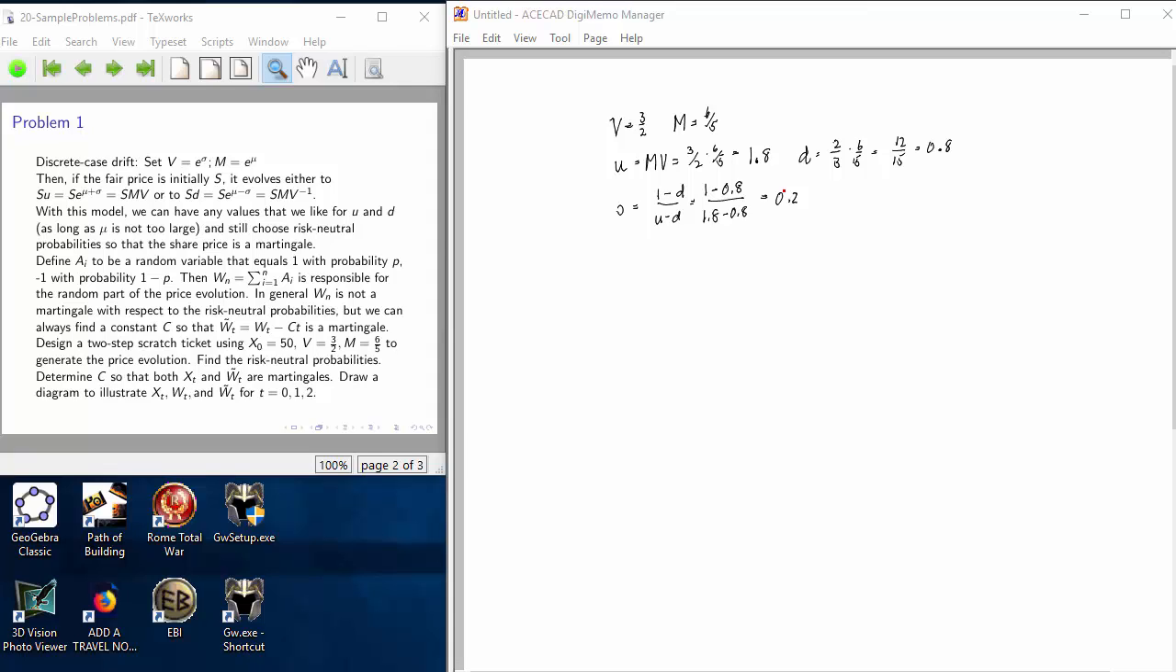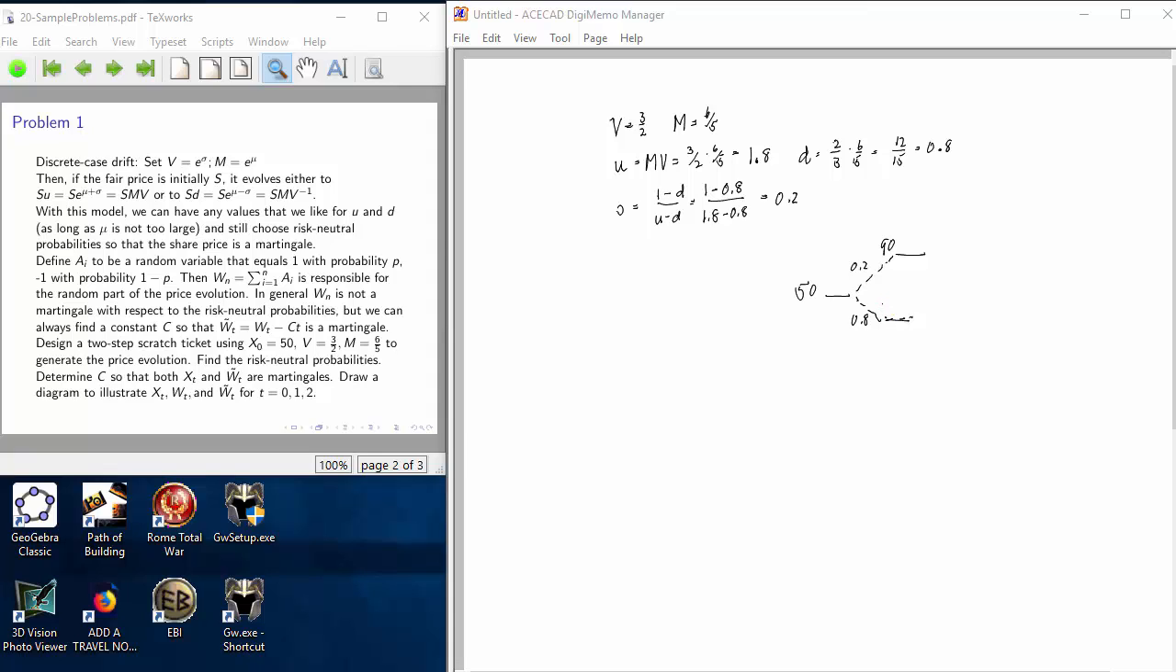So now we can figure out what's going to happen at each step. We'll start out at an initial price of 50. With a probability of 0.2, that will get multiplied by 1.8 and will go up to 90. With a probability of 0.8, it will go down to 40.